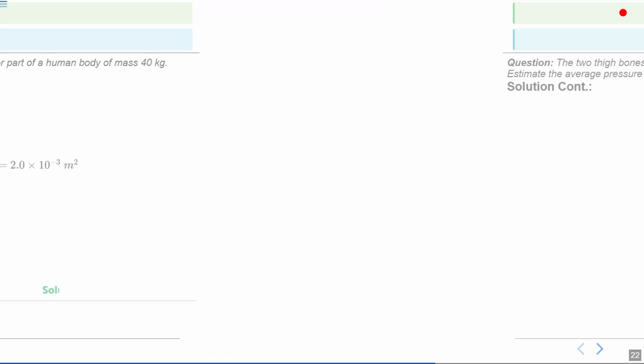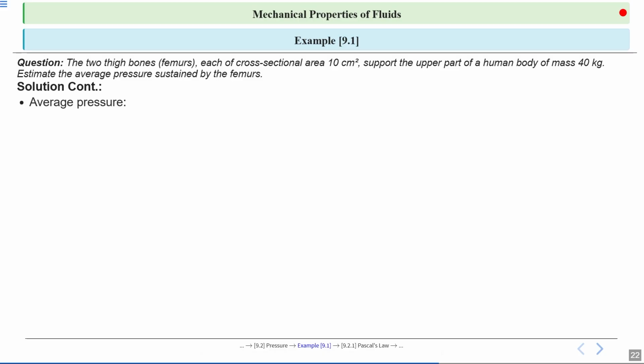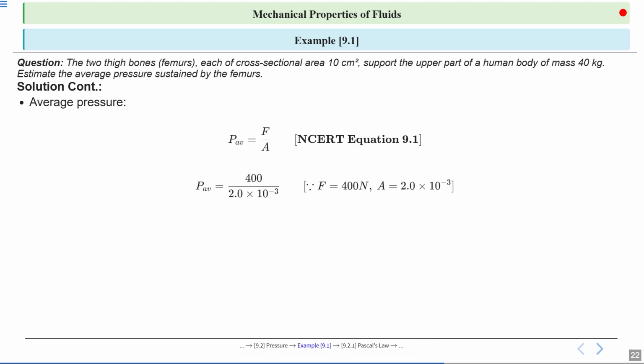Now average pressure. The formula for average pressure, P average, is equal to force upon area. Let's substitute the given values into the formula. We have a force of 400 newtons and an area 2.0 into 10 raised to the power minus 3 square meters. By plugging these numbers into the equation, we can calculate the average pressure. After performing the calculation, we find that the average pressure is 2.0 into 10 raised to the power 5 Newton per meter square.